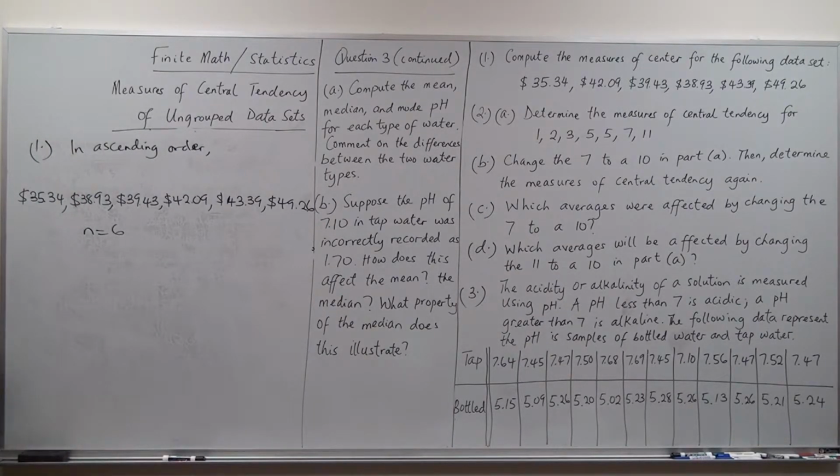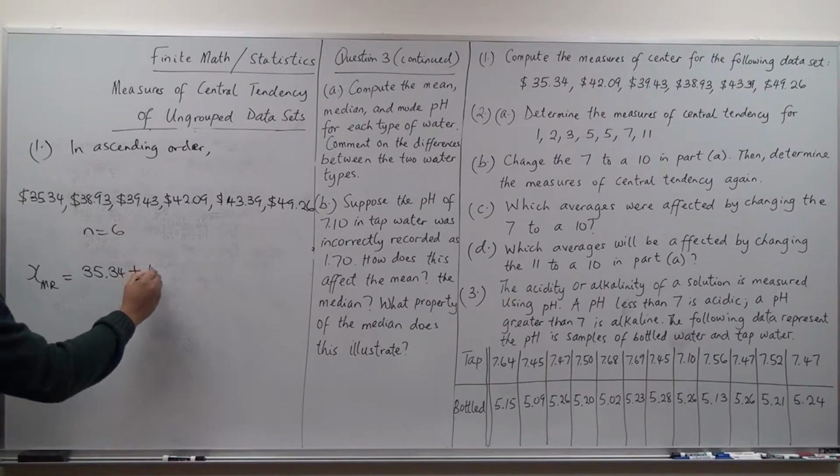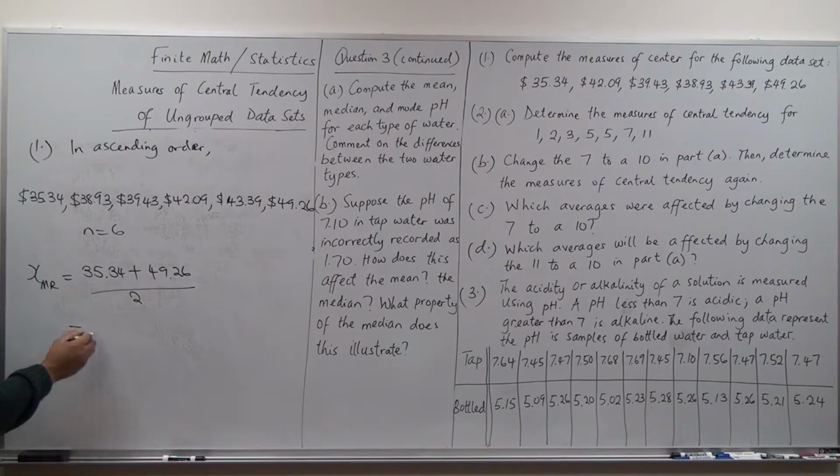All right. Now, the mid-range, XMR. The lowest is 35.34 plus highest is 49.26 divided by 2. Okay? The mid-range. So this is 35.34 plus 49.26.